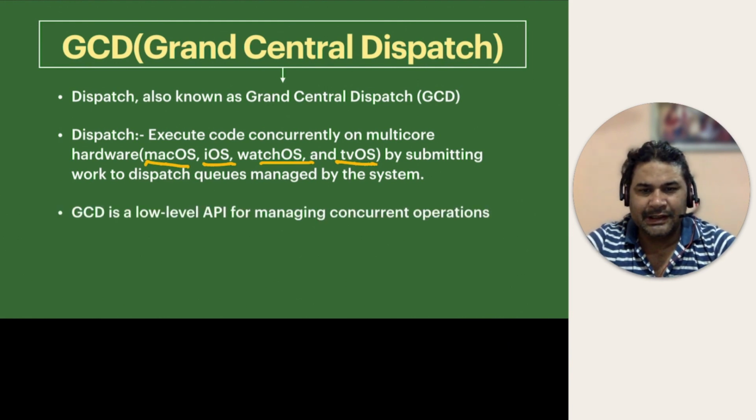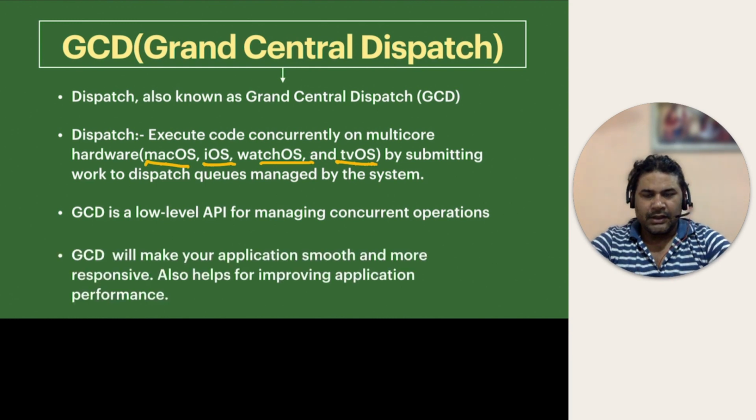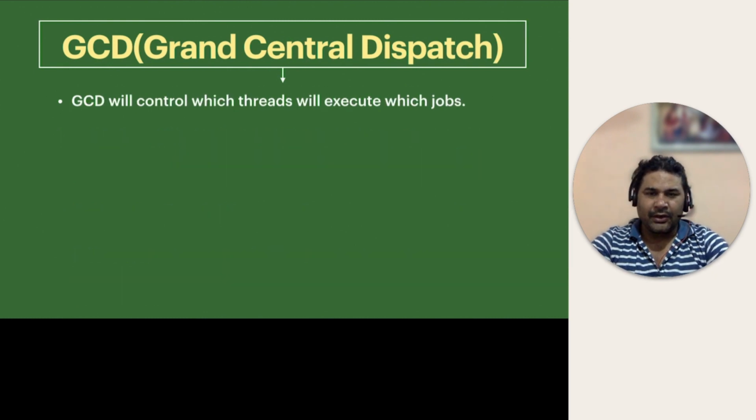So GCD is a low-level API for managing concurrent operations. GCD will make your application smooth and more responsive, and also helps improve application performance. GCD will control which thread will execute which job. It is decided by the GCD, not by the developer.